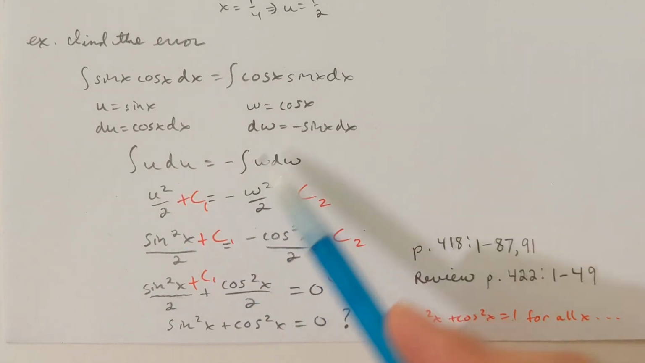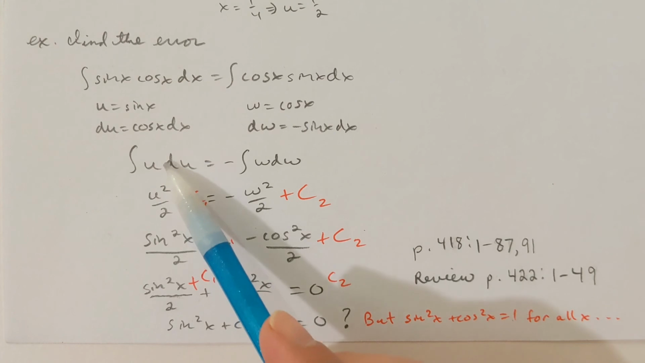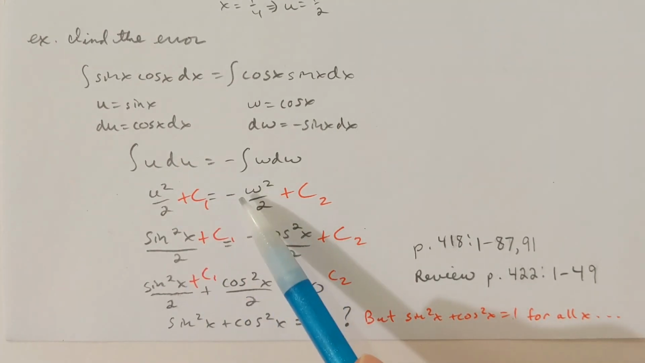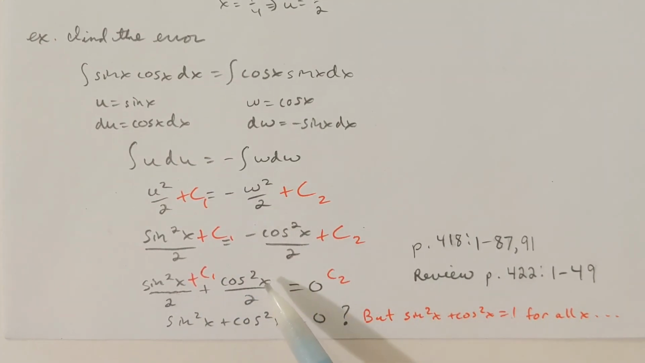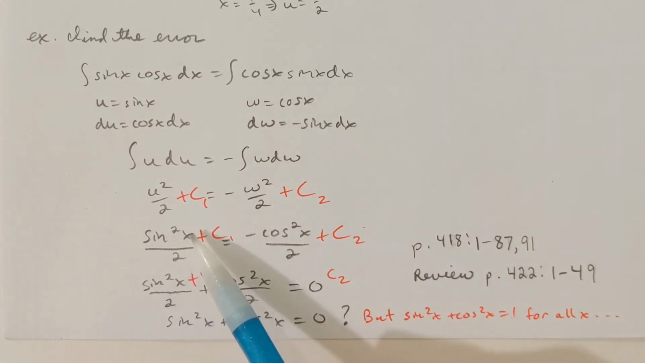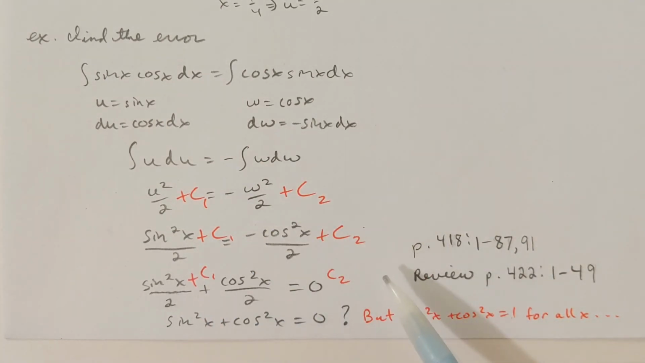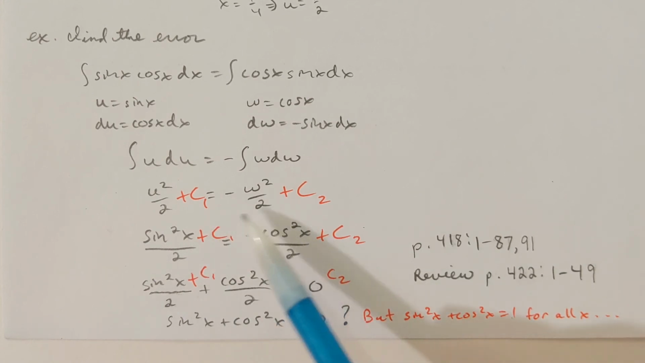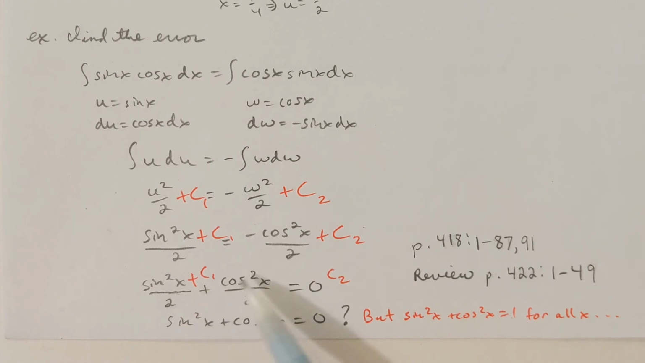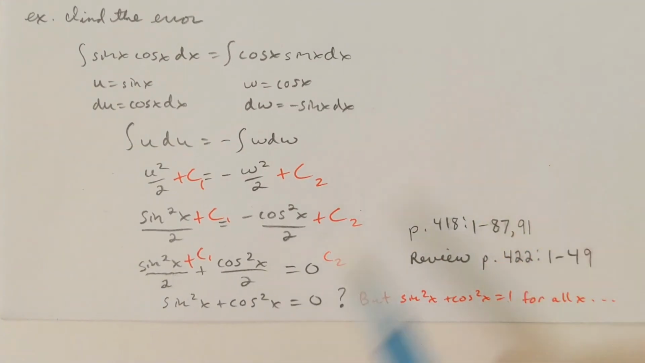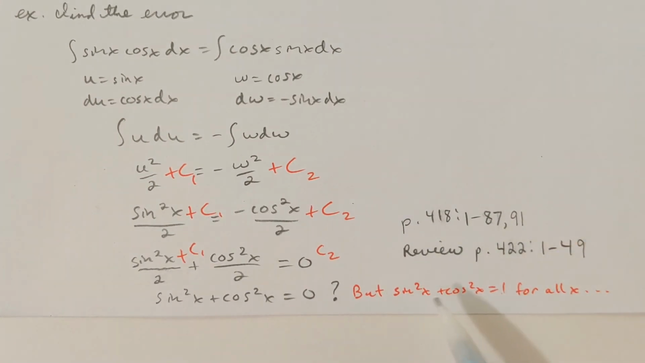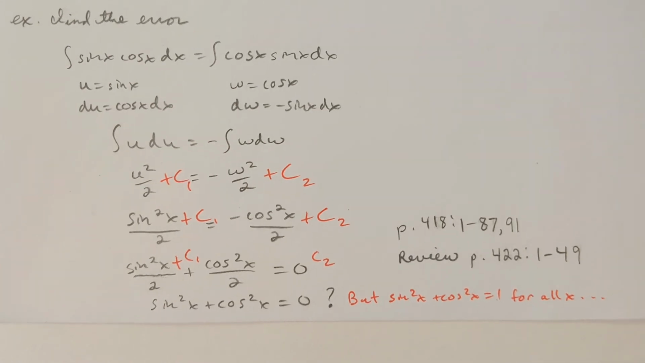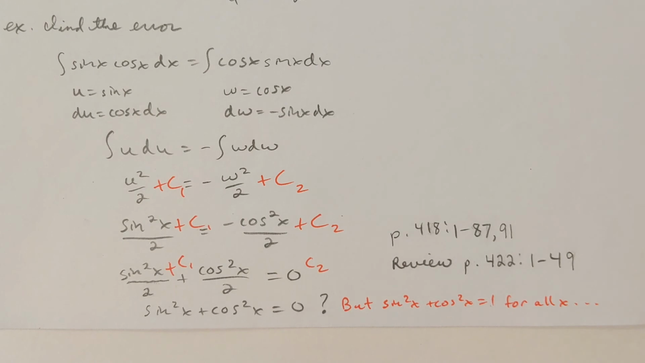Now if I get the antiderivative, reverse power rule, you're going to have u squared over 2, and then negative w squared over 2. u is sine x, w is cosine x, so I've replaced those. Add the expression on the right over to the left, and if you multiply throughout by 2, you end up getting sine squared x plus cosine squared x equals 0. But hold on, sine squared x plus cosine squared x is 1, right? For all x, that's the identity that you would see in trig, one of our Pythagorean identities.